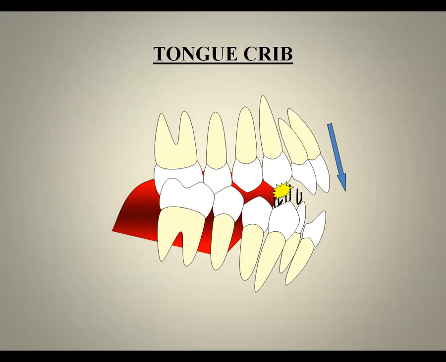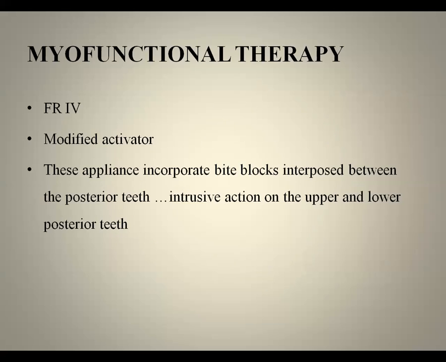After using tongue crib, the tongue will not be able to contact the anterior teeth, so it will allow anteriors to erupt and closure of the open bite. Then myofunctional therapy. We can use Frankel 4 appliance or modified activator. These appliances incorporate bite blocks interposed between the posterior teeth, which gives an intrusive force on upper as well as lower posterior teeth.